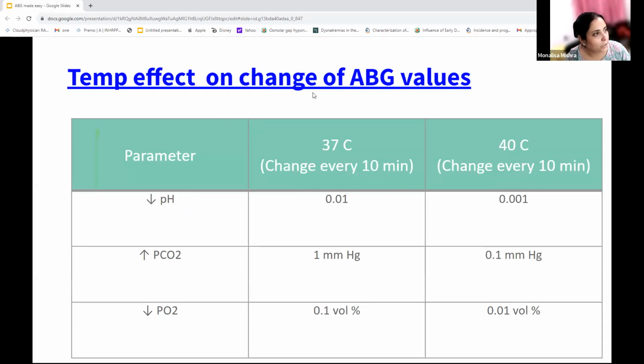What is the effect of temperature change on ABG values? For every change in temperature, the pH changes. Also, for an increase in CO2, the pH will decrease. You have to keep this in mind while analyzing the ABG.